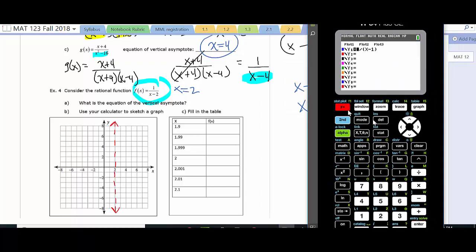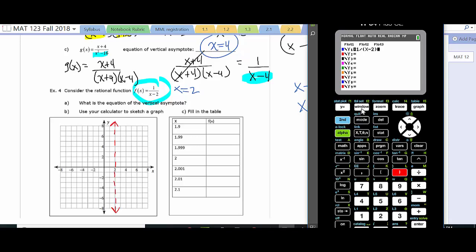So what you want to do is go to y equals, put in 1 divided by parentheses and then x minus 2, like that. So you want to get that put in, and then close parentheses. All right. Now, what we're going to do is I want you to reset your window. So I want to make sure everybody knows how to reset a window.